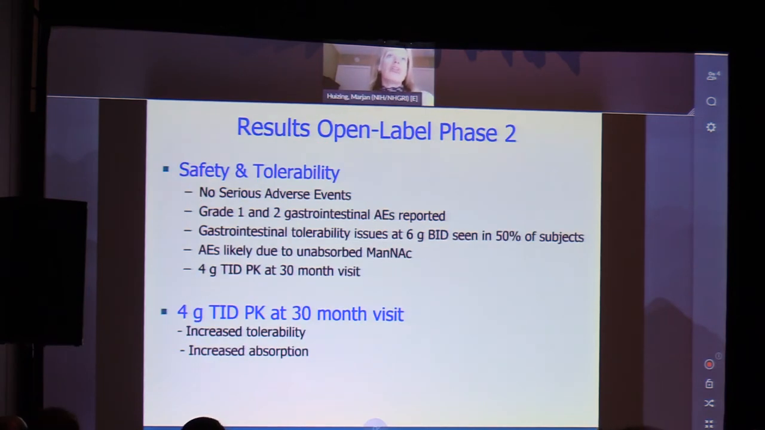So, safety and tolerability: there were no serious adverse events, although there were gastrointestinal tolerability issues at 6 grams twice daily, seen in about half the subjects, likely due to unabsorbed MANAC in the intestinal tract. Patients at their 30-month visit took 4 grams 3 times daily, which greatly improved the tolerability and the absorption of MANAC. So in subsequent trials, 4 grams 3 times daily will be applied.